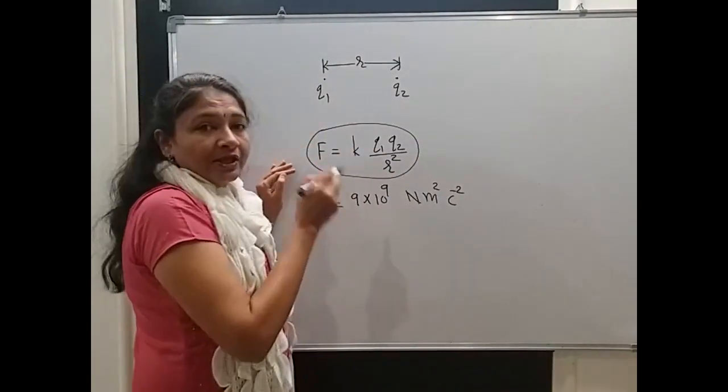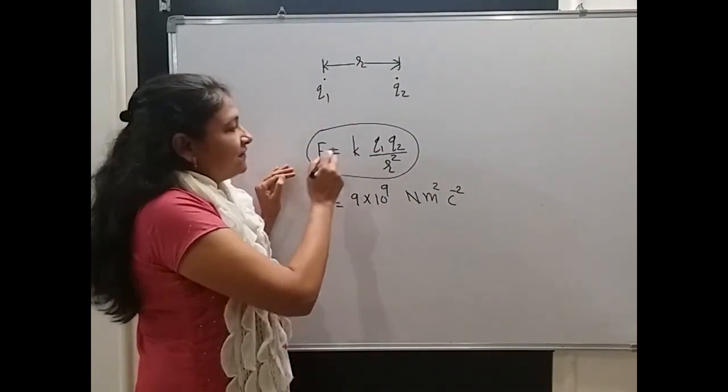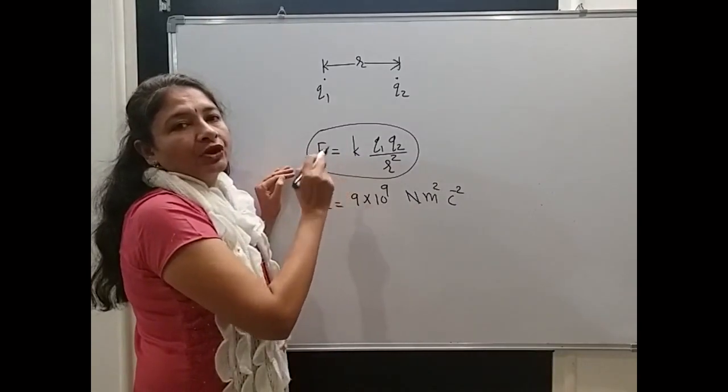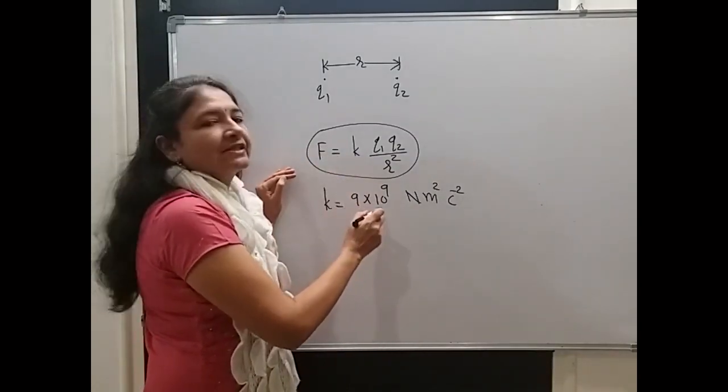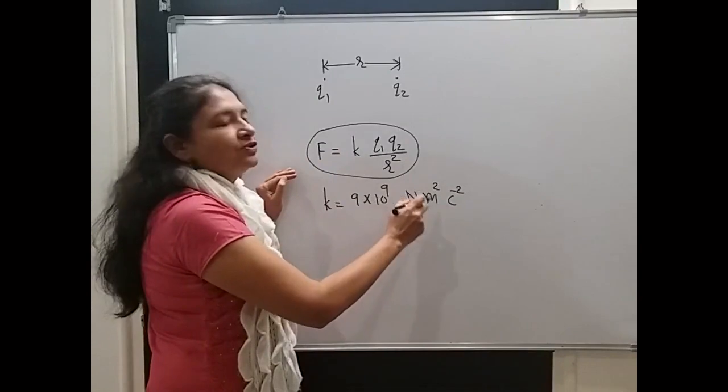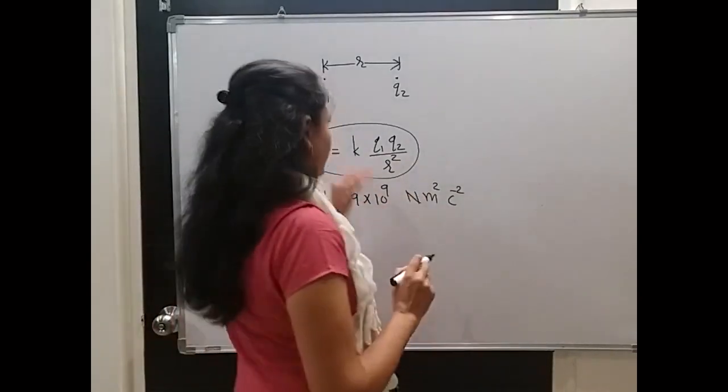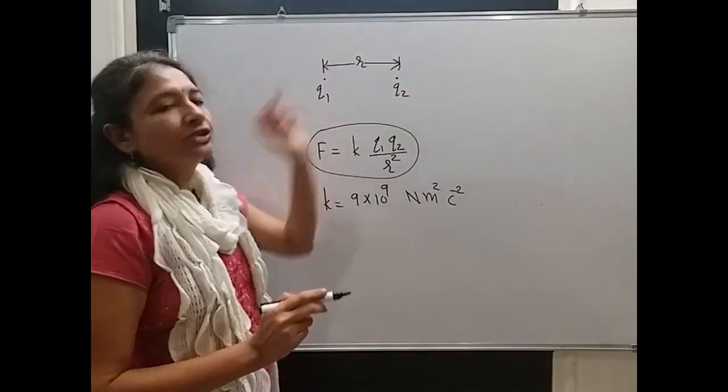See, this is the formula. It should be remembered by heart. F is equal to K Q1 Q2 upon r square. The value of K is 9 into 10 raised to 9. The unit is Newton meter square per Coulomb square. Okay. Now, this was about two charges.